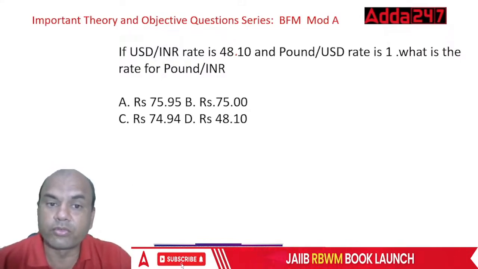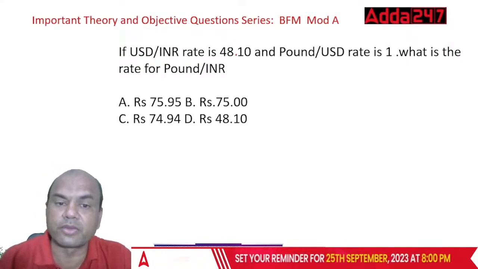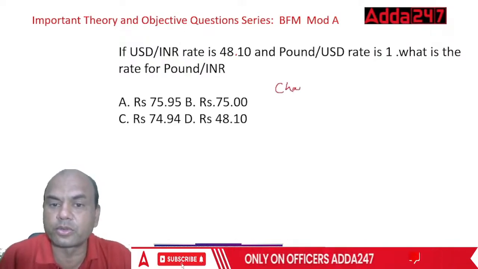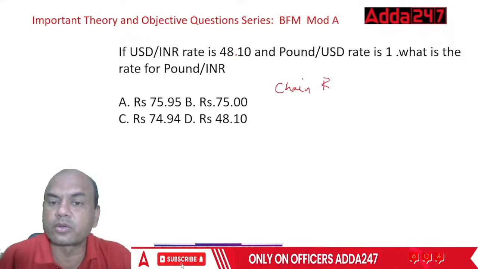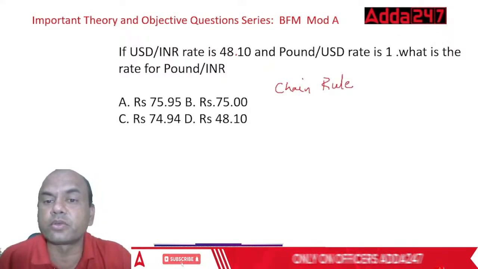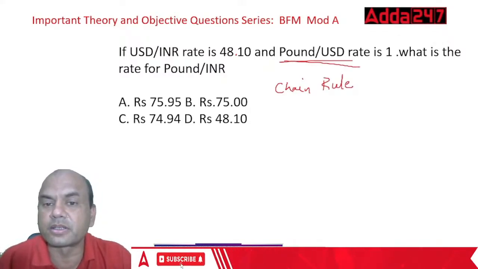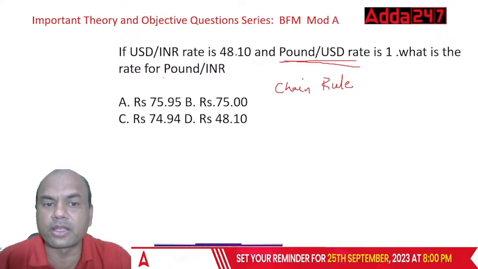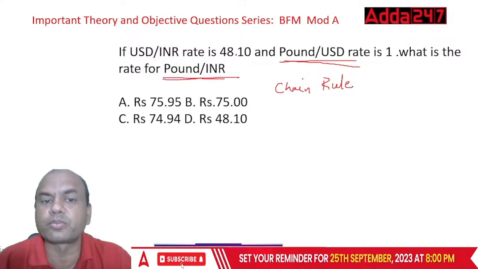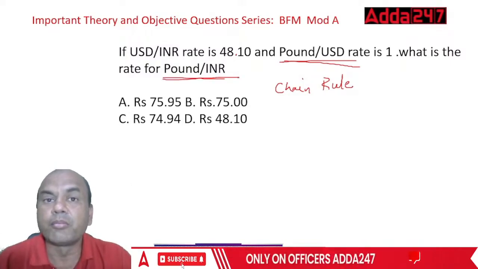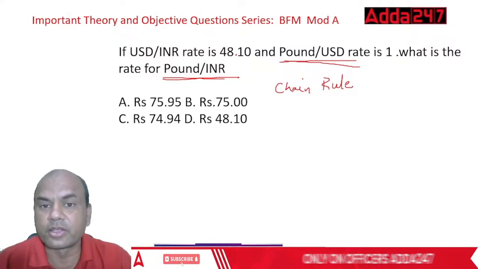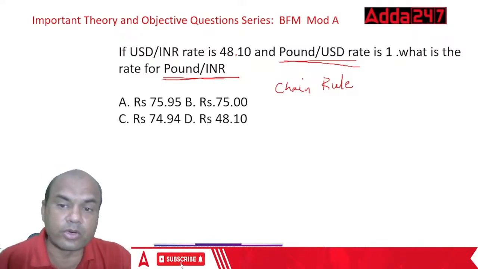Now, what is this? What is it to be used? We are using the chain rule here. What is the chain rule? When you don't know the rates of any currency vis-a-vis your local currency, like this pound to INR. Do you know the rates of pound to INR here? No. But you have the other rates, some base currency rates. So we use the chain rule. What is the chain rule?